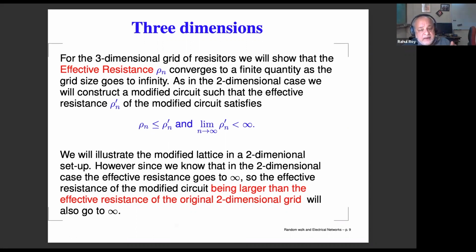We'll illustrate the modified lattice in a 2-dimensional setup because, of course, we cannot draw the 3-dimensional structure. However, since we know that in the 2-dimensional case the effective resistance goes to infinity, the effective resistance of the modified circuit, being larger than the effective resistance of the original 2-dimensional grid, will also go to infinity from our earlier work.